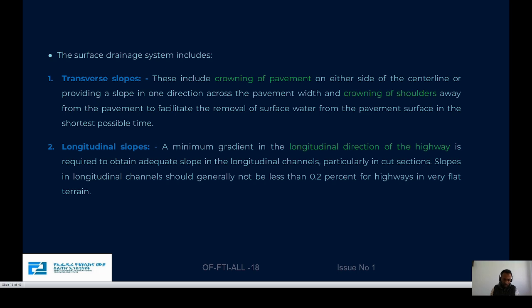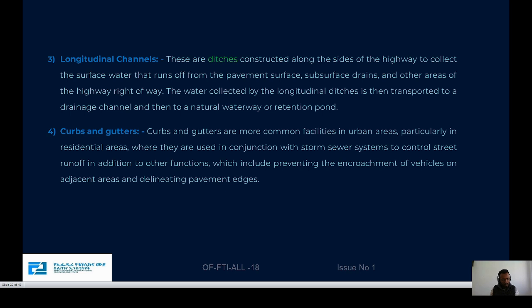Longitudinal slopes provide a minimum gradient in the longitudinal direction of the highway, mostly called a ditch. The slope in the longitudinal channel should be not less than 0.2%. In Ethiopia, the Iran manual provides 0.5%. Longitudinal channels are related to the ditch construction.